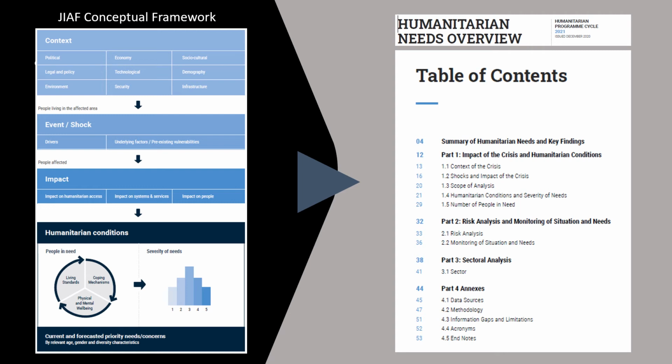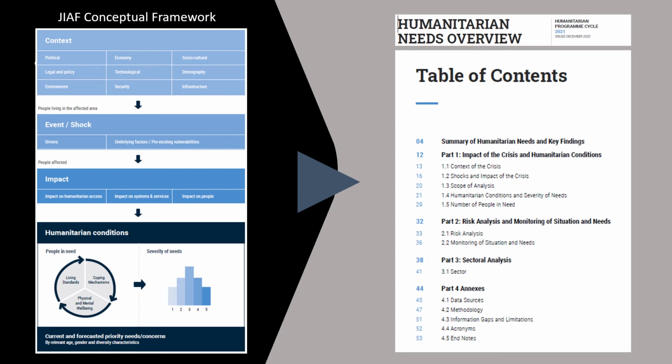The scope of analysis in the H&O, section 1.3, is where we present what people, areas and themes the H&O will focus on. In a way, it is the conclusion of the first three pillars of the JIAF and gives the evidentiary reasoning on what to focus on for the rest of the H&O.